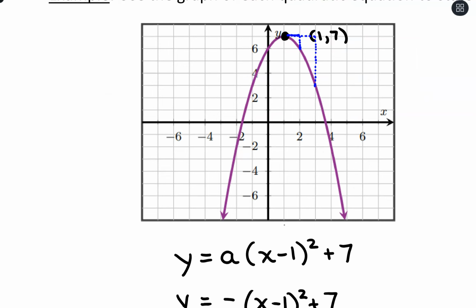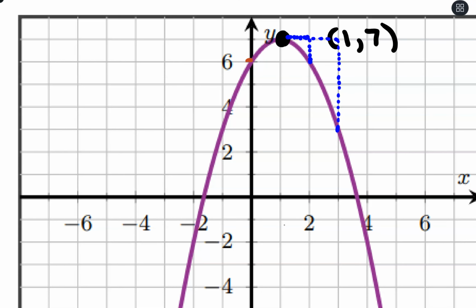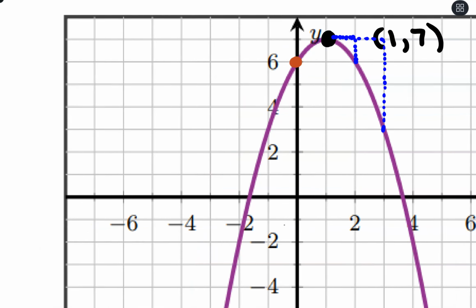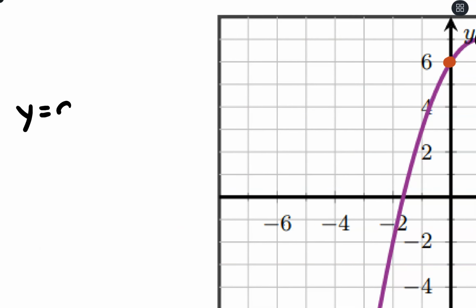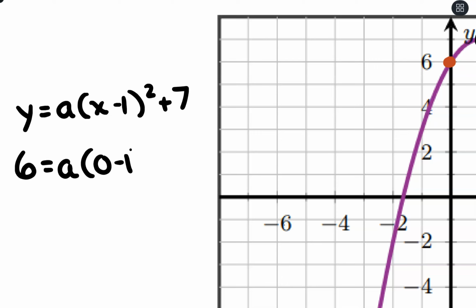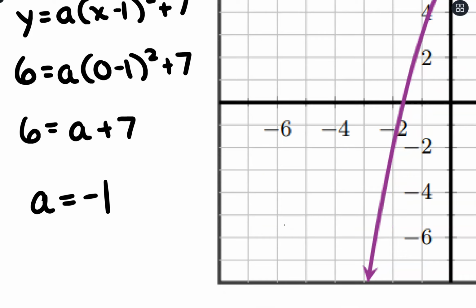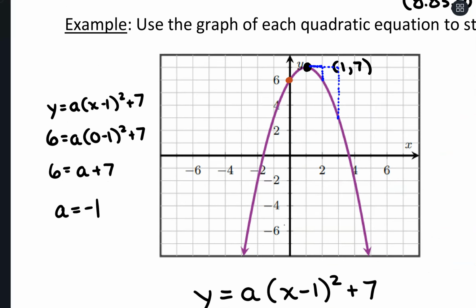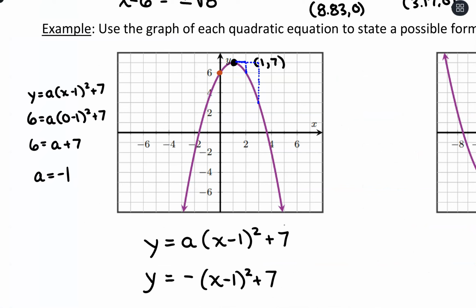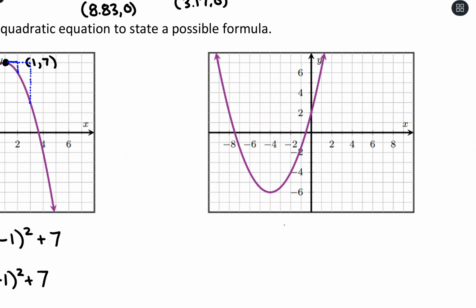Another way you could go about this is plugging in a coordinate. Like I'm seeing this coordinate of 0, 6. So what we could do is, if we have this y equals a times x minus 1 squared plus 7, I could plug in y equals 6, x equals 0, which would be 6 equals a plus 7, subtract 7 from both sides to solve for that value of a. So two methods to accomplish the same thing, either with kind of graph transformations or plugging in a coordinate to solve. Let's do another example here.